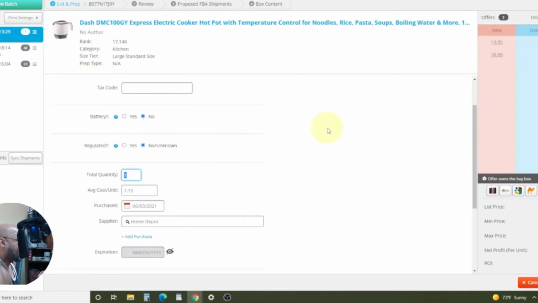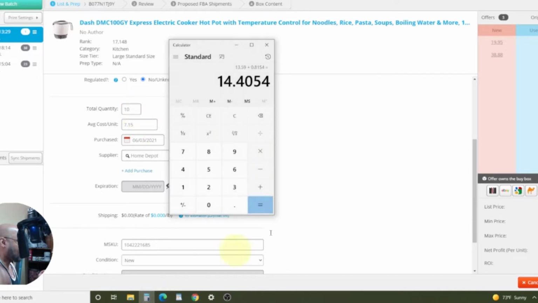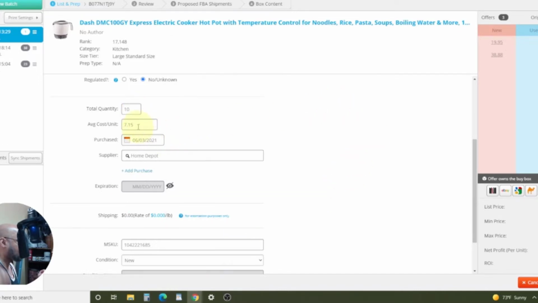Okay, we'll add that. Now, I got 10 of them. What do we say? I paid $14.41 each. When did I get them? June 17th. I got them from Bed Bath & Beyond. There is no expiration date.